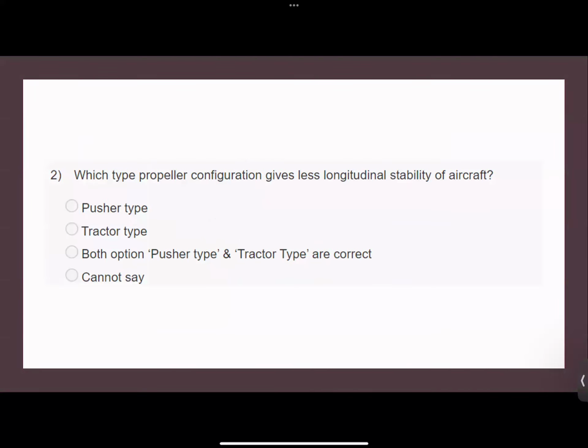Which type of propeller configuration gives less longitudinal stability of the aircraft? Pusher, tractor, both options are correct, or you cannot say. So, do you know what pusher and tractor configurations of propeller are? Let me just draw it. If this is your fuselage reference line, and say this is your CG, the tractor configuration has the propeller in front. So this is tractor, and this is pusher.